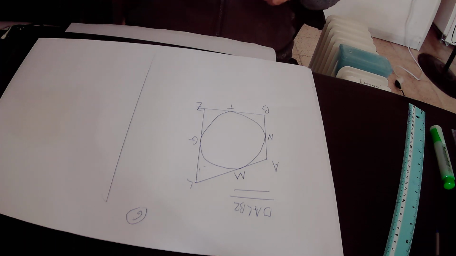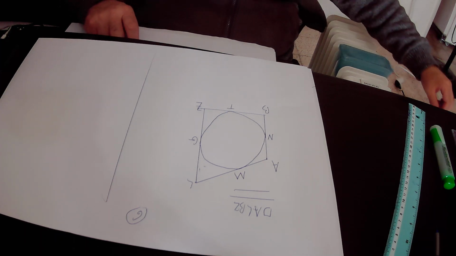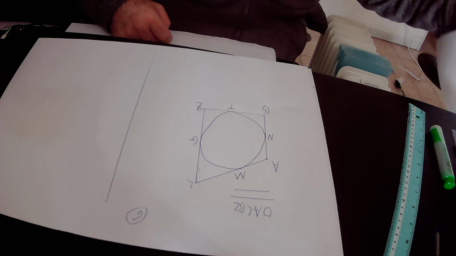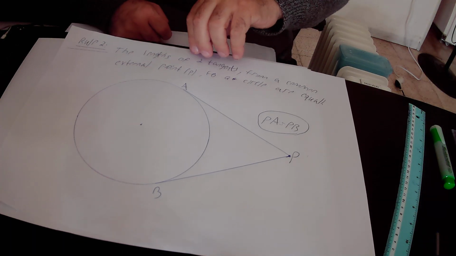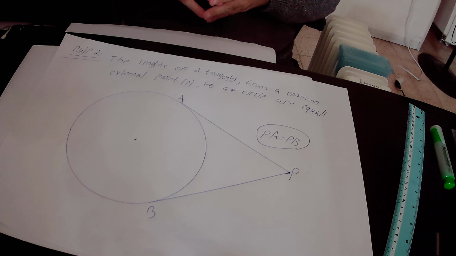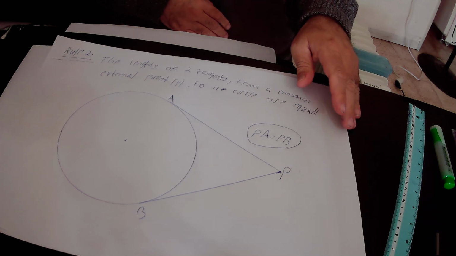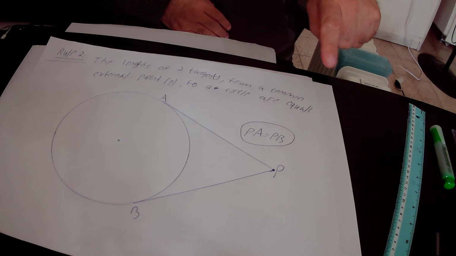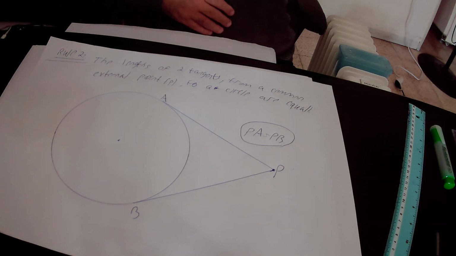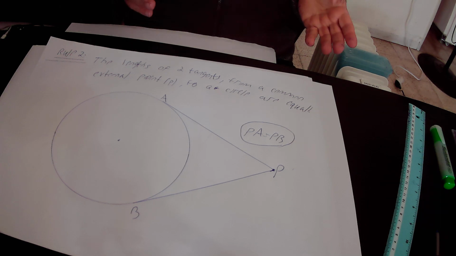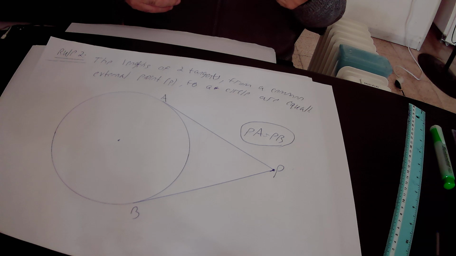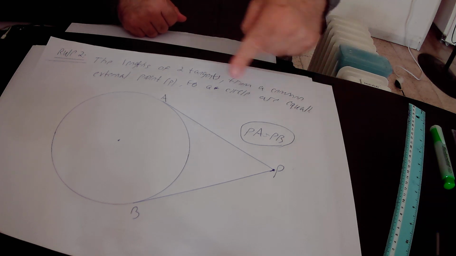In the next step, I will present to you rule number 2, and we will implement rule number 2 in our drawing. According to rule number 2, the lengths of two tangents from a common external point to a circle are equal. Point P is the common external point. From the point P, we have two tangents to the circle, tangent PA and tangent PB. And according to rule number 2, whenever you draw two tangents to the circle from a common external point, they must be equal to each other. In this case, PA equals PB.